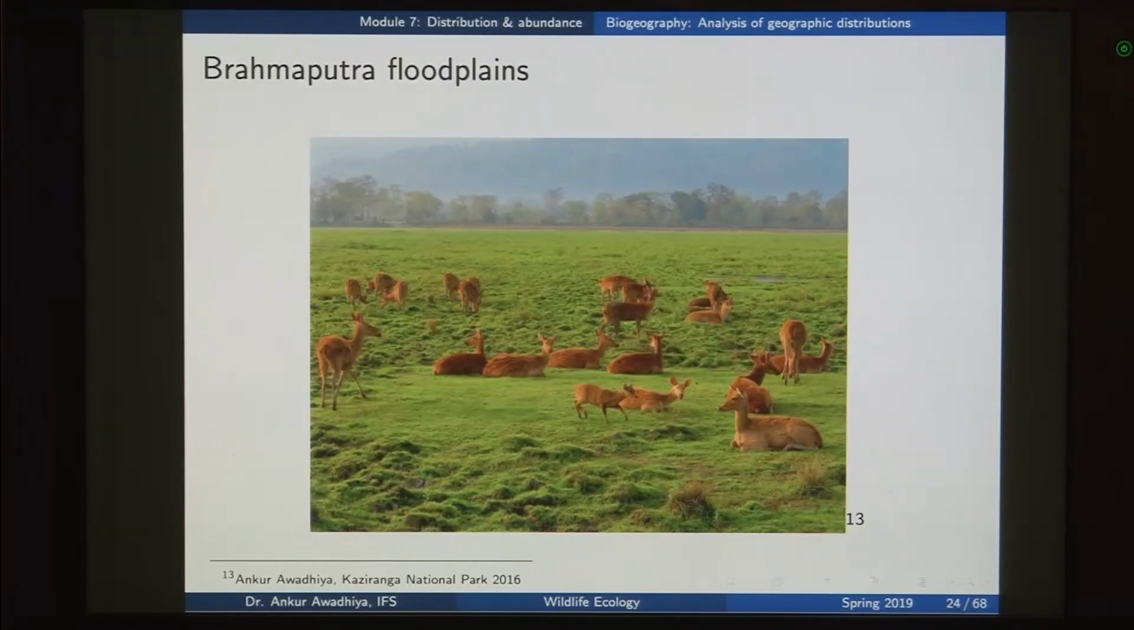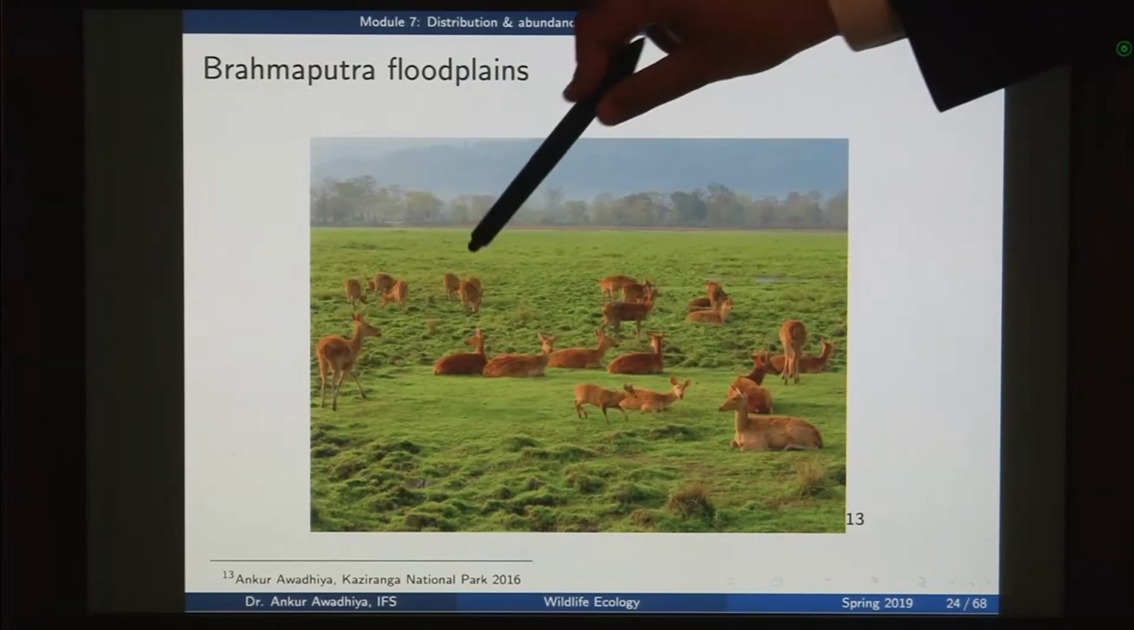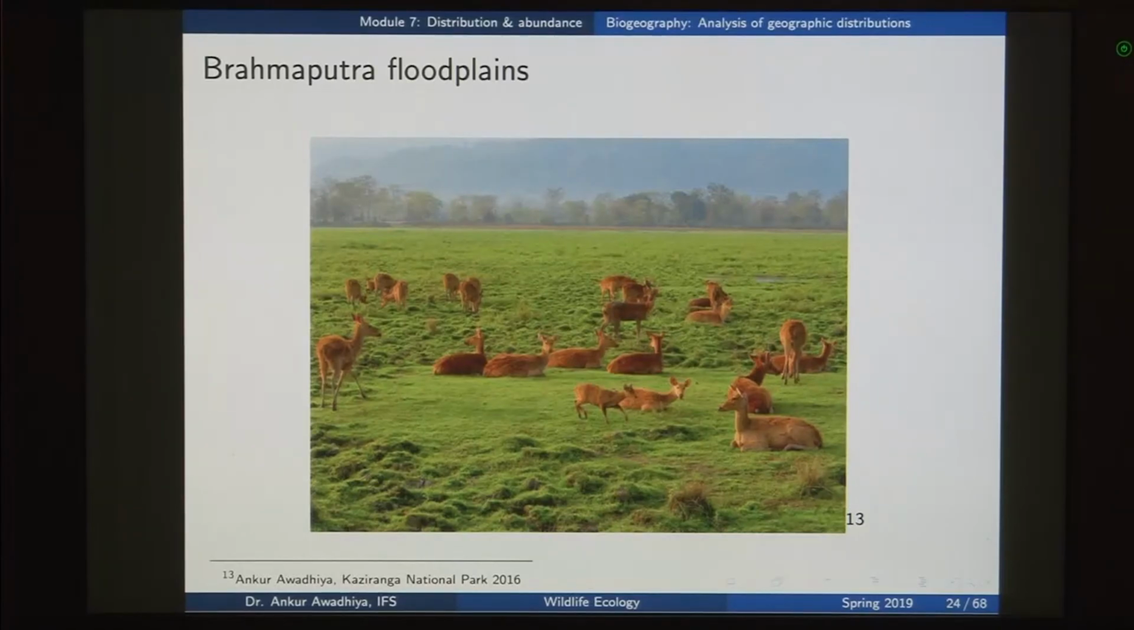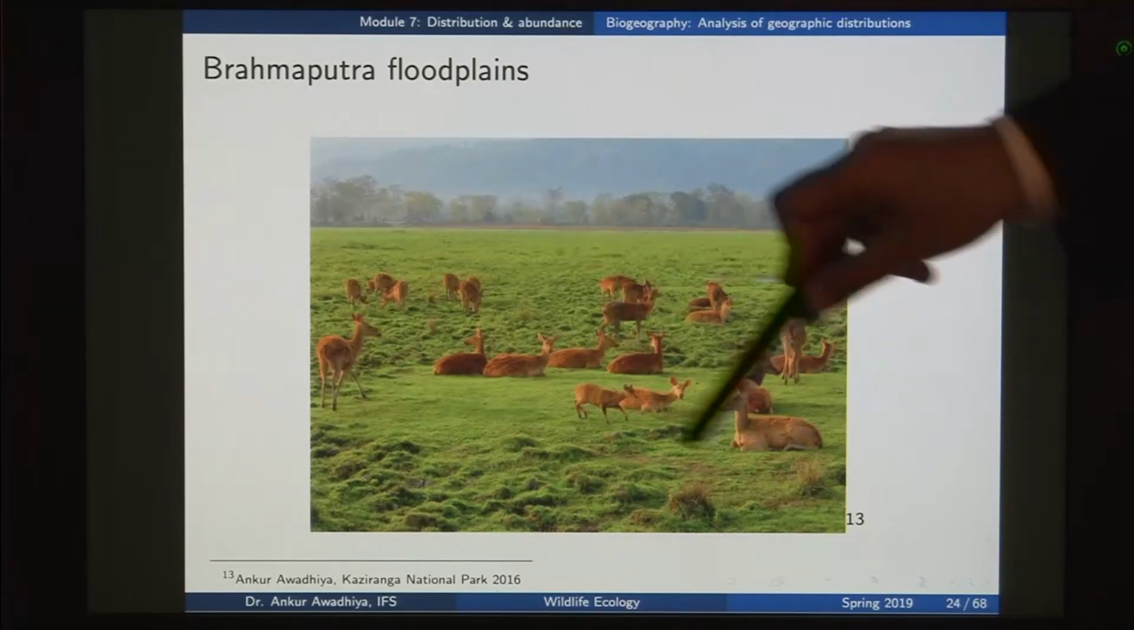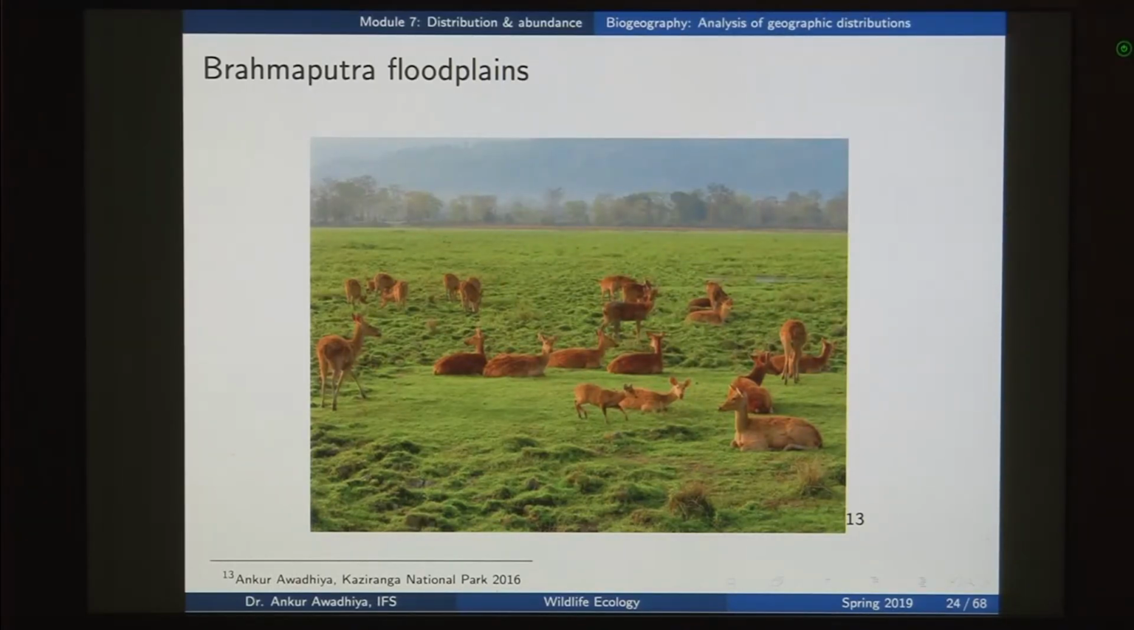Now, if you have an area that has these grass species, and here you have ample amount of moisture that is available, the climate is not extreme, in these regions you have ample amount of grasses. Now, grasses are again producer organisms, and they perform photosynthesis. They bring in a lot of food for a number of animals, and so this area supports a very heavy density of the herbivores. Now, if you have a large population of herbivores, this would also support the carnivores. So, Kaziranga National Park is also a tiger reserve. It supports a dense population of tigers in this area.